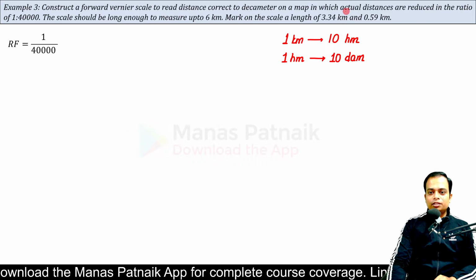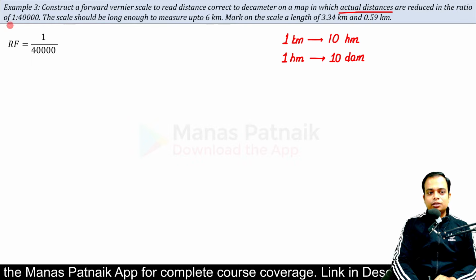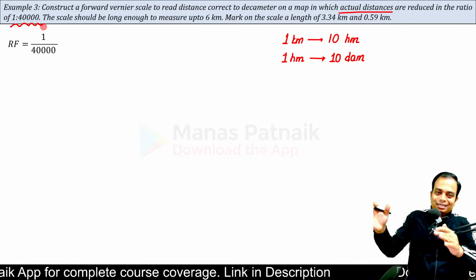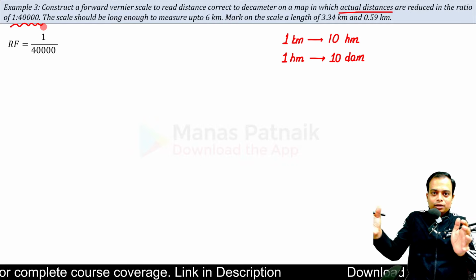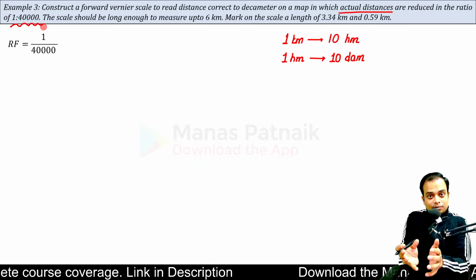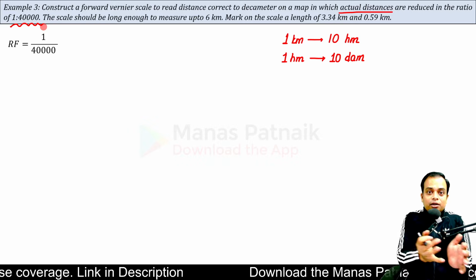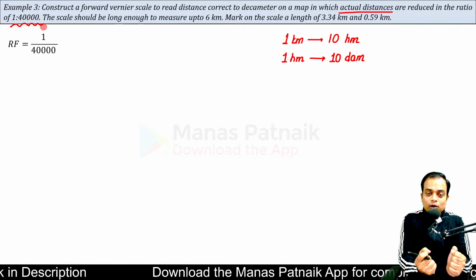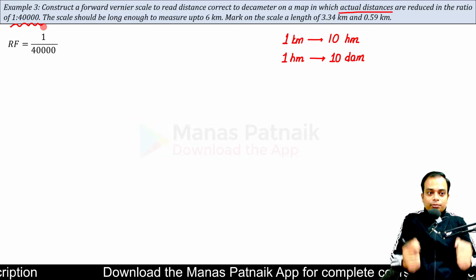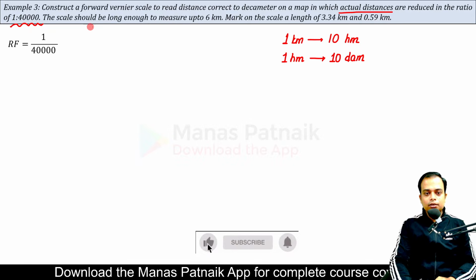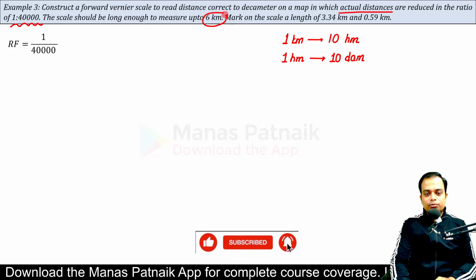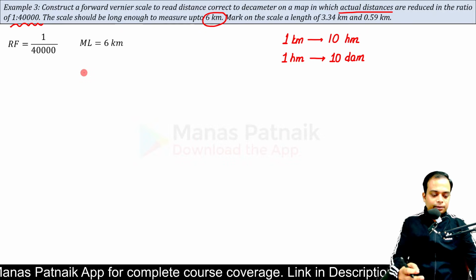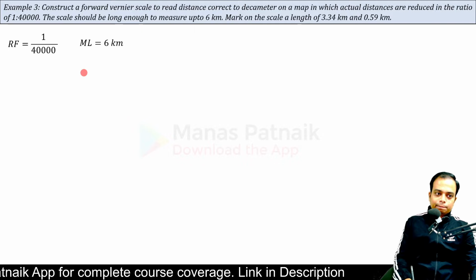On a map in which actual distances are reduced in the ratio of 1:40,000. So whatever actual distances are there, they will be squeezed 40,000 times and then they shall be represented on a piece of paper, right? And for that you need a mathematical quantity, a magic number, that is your representative fraction. The scale should be long enough to measure up to 6 kilometers. So this is your maximum length. So far so good.